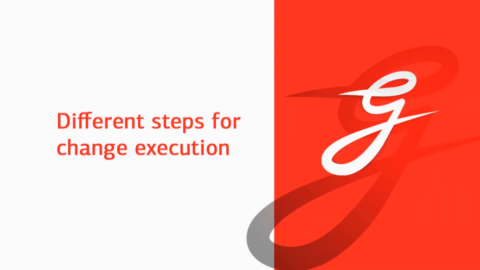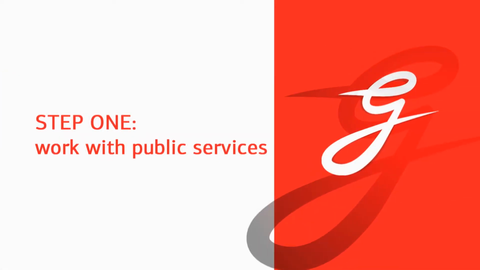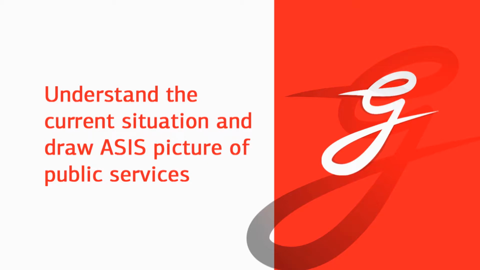I am going to talk about what steps are needed for change execution. First of all, the object to work with is public service. Public service, we can analyze it and define what changes are needed, and at the end we can execute concrete projects in order to make those changes happen. First of all, we need to understand the current situation we start to change.